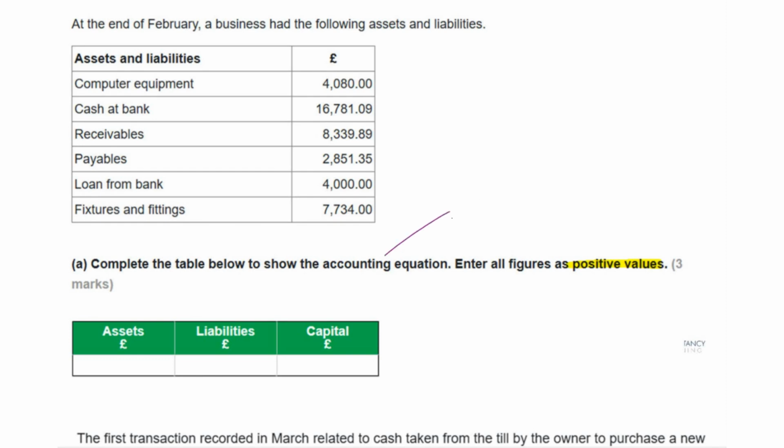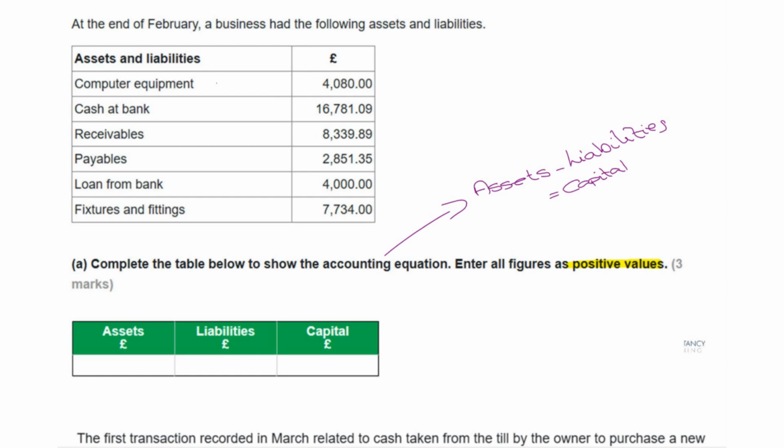So our accounting equation is assets minus liabilities equals capital. So let's go through and identify which of the categories each of these figures apply to.